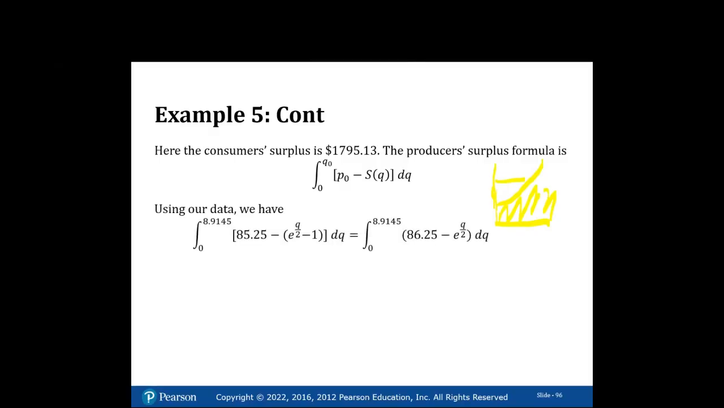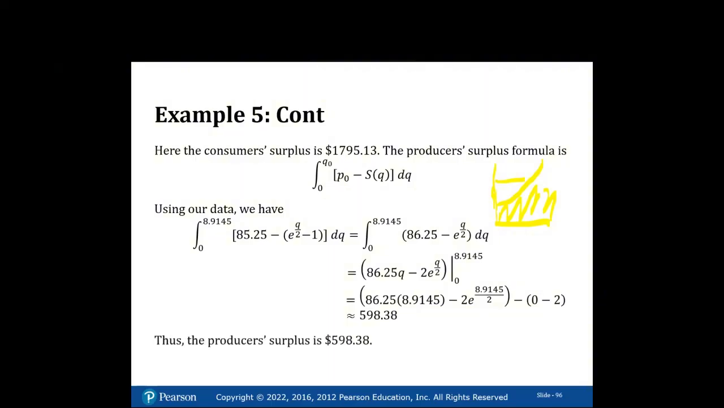So we plug in all of our data, and this time we have the integral from 0 to 8.9145 of 86.25 minus e to the q over 2. So we take that indefinite integral and use it to evaluate our endpoints. We have approximately $598.38. That's our producer's surplus. So feel free to always double check, do it yourself, and check your work against the answers that we have here.